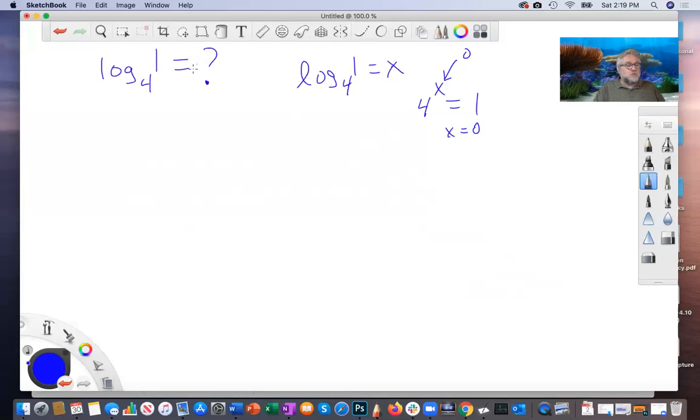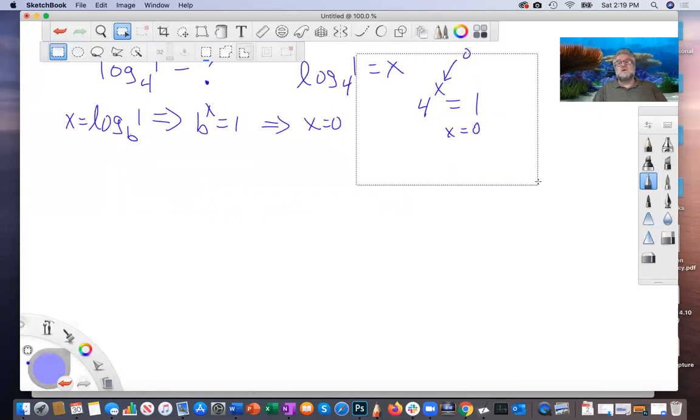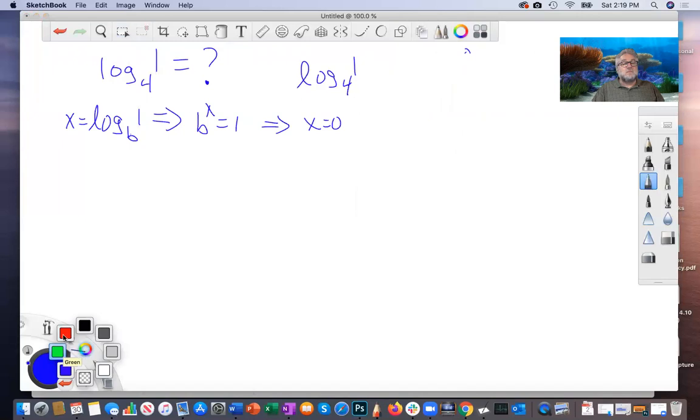Okay, and this brings us up to one of the first rules here, that if x equals log base b of 1, which means b to the x, right? Base, exponent, answer. This means x equals 0. So let's get rid of this stuff. Our first rule: log base b of 1 is always going to give you 0.